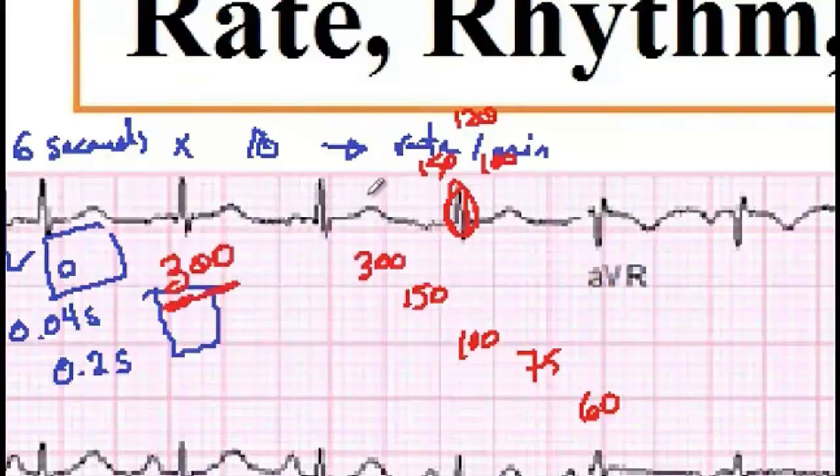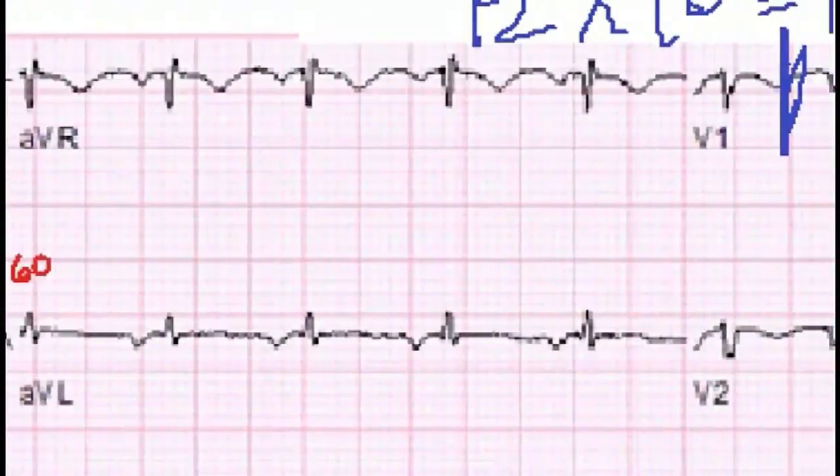So if you are 1 box away, then the rate is 300 divided by 1 is 300. If you're 2 boxes away, then 300 divided by 2 will give you 150. 3 boxes away would give you 100. 4 boxes away will give you 75, and then 5 boxes away will give you 60, would be the heart rate. Okay, now that we are done with the heart rate, next we will have to check the rhythm.